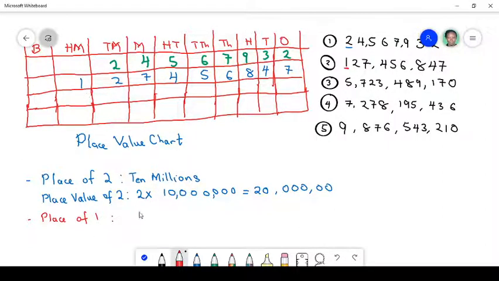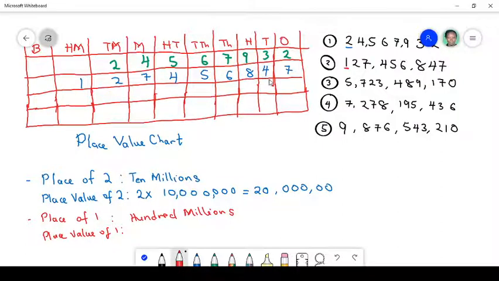What is the place of 1? Hundred millions. That is the place of 1. But the place value of 1, what will be the easiest? If we pick 1, all other numbers after 1 go to 0.